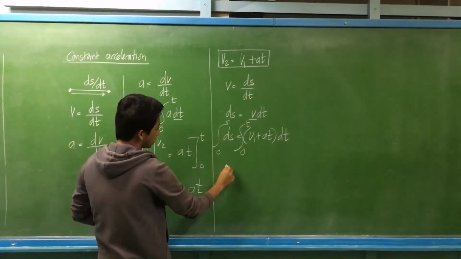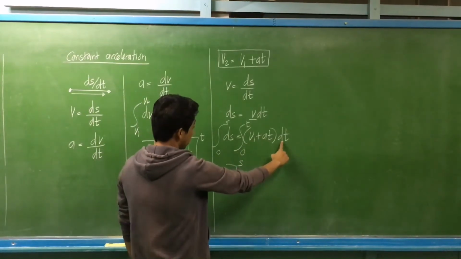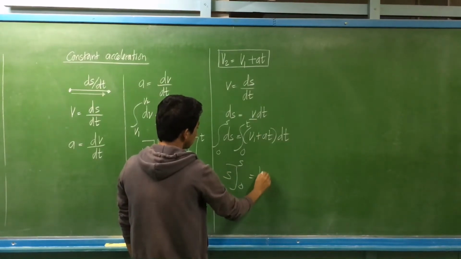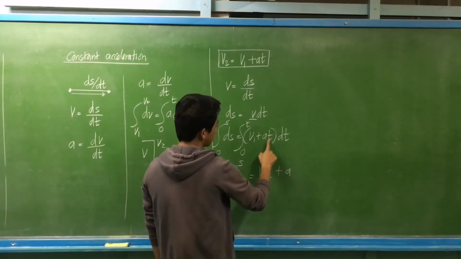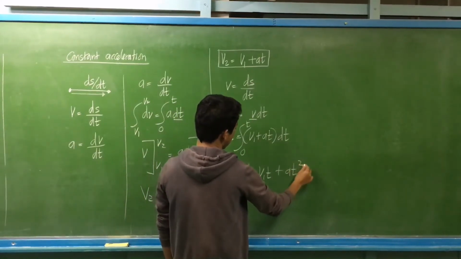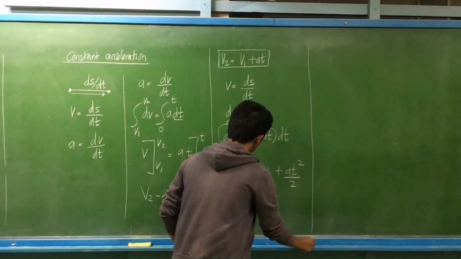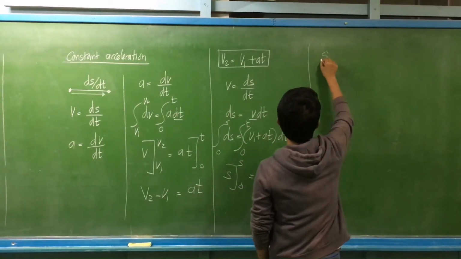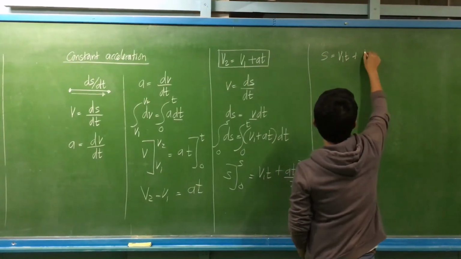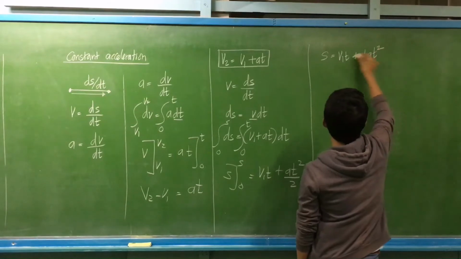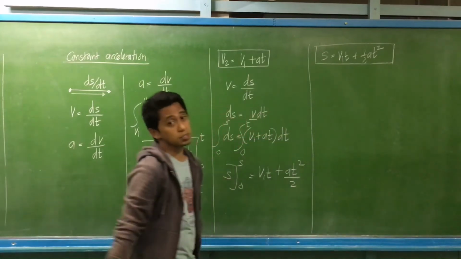So we have s, evaluated from 0 to s, equal to v1, integral of dt is t, v1t, plus we have the acceleration, integral of t dt is time squared over 2. Since the lower limit is 0, we have the displacement or distance is equal to initial velocity times time plus 1/2 the acceleration times the time squared. So another key equation for constant acceleration.